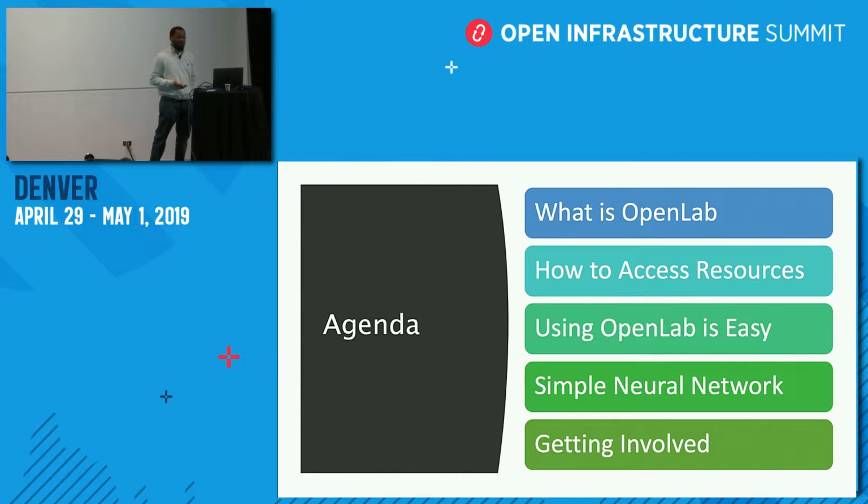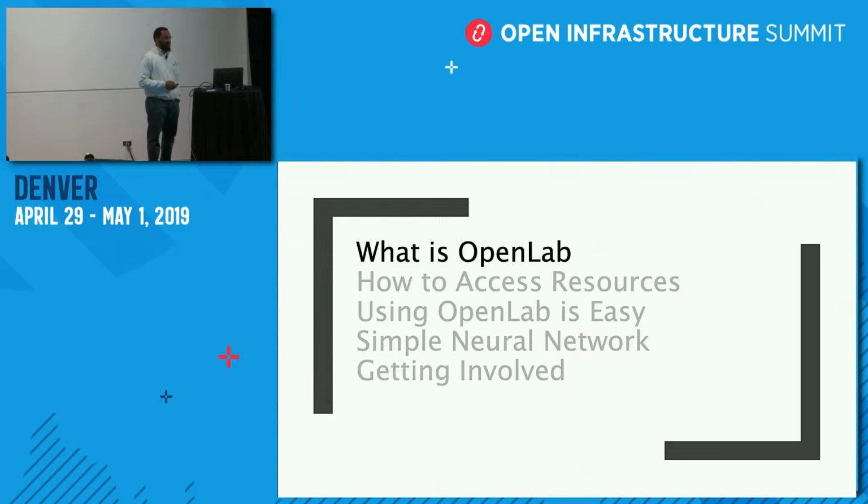Disclaimer here: I'm not a machine learning, AI, or deep learning professional. I'm not an expert by any stretch of the imagination. I'm learning a lot of this stuff. But I'm going to try to give you just an idea of what they are if you don't know. And then an example, through a video walkthrough, of what you could do with resources in OpenLab. And then we'll finally round things out with how you get involved.